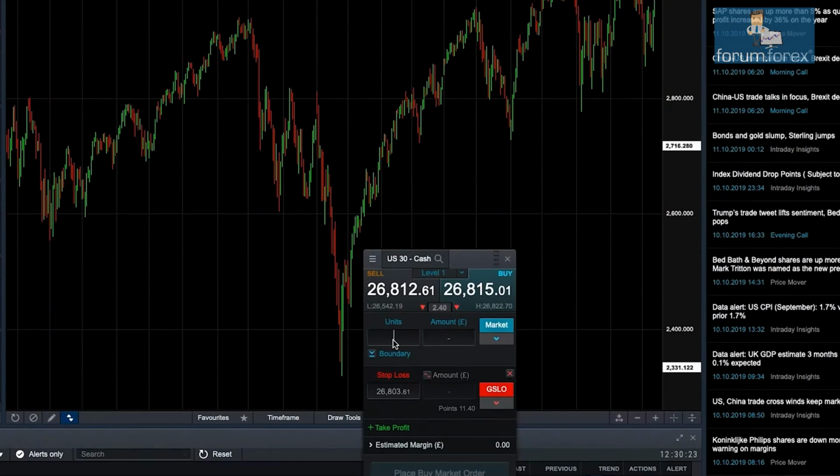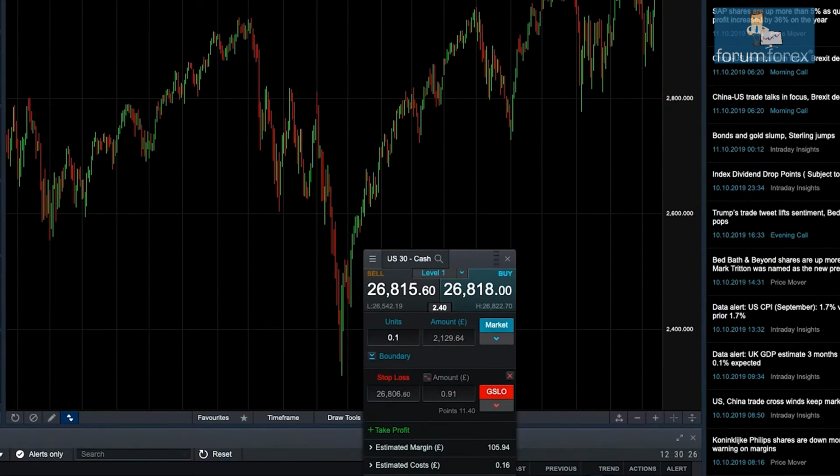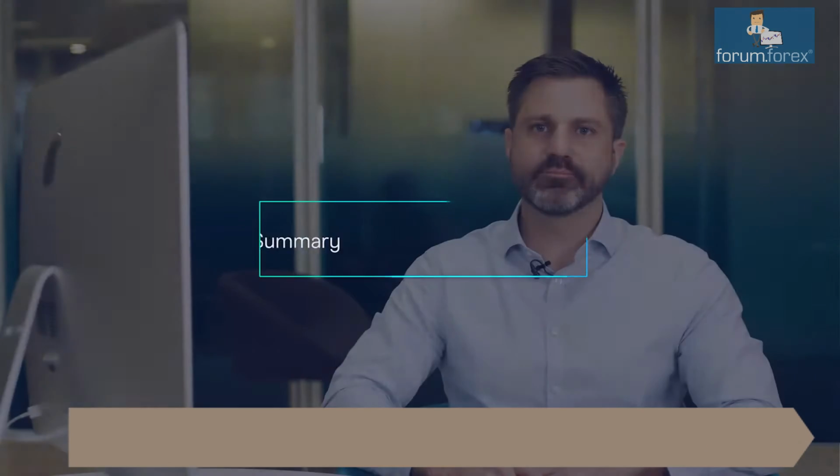If you have a look at, for example, the US 30, so if we bring up the order ticket, you can see here if you put in the units value, you can actually lower it to the 0.1 unit value. Here, we only have to put up £105 worth of margin, but we're actually taking out a £2,100 position. So again, start off small, get familiar with the markets, and then as you become successful, you can start ramping up your trading.